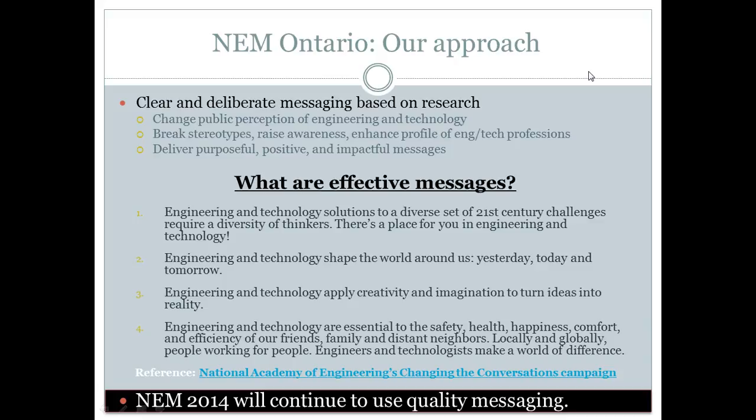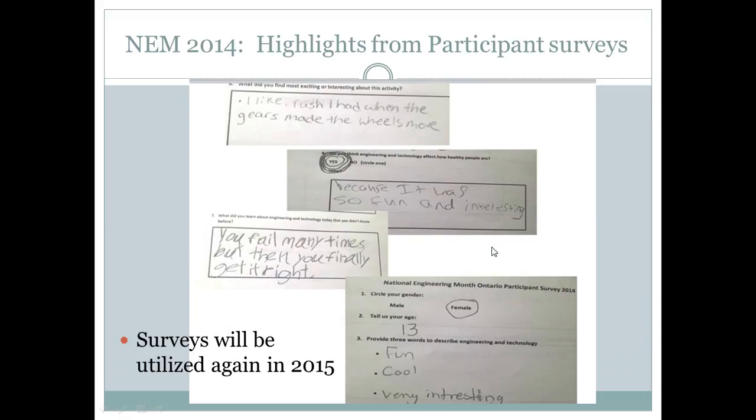And the one about engineering and technology being essential to health, safety, and happiness. That is huge. I think we all have examples in our everyday lives, or possibly from our own jobs, where we're working toward taking care of the public. That's kind of what we're all about. So I definitely encourage you to use that, as it's something everybody can relate to on a human level, an emotional level, as well as an intellectual level. So here are our effective messages. We're going to continue to use these well into National Engineering Month 2015.